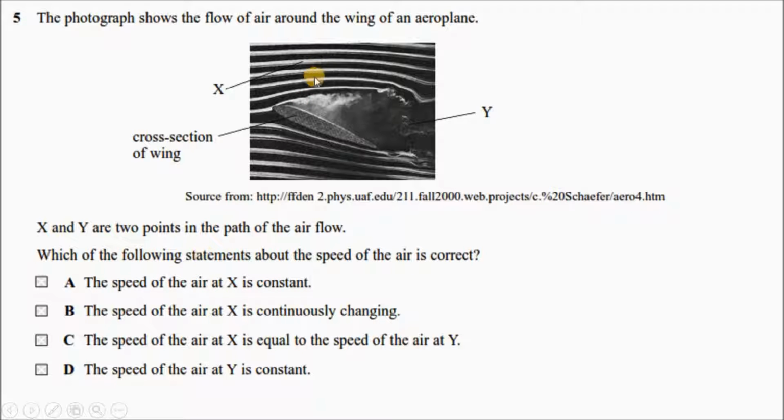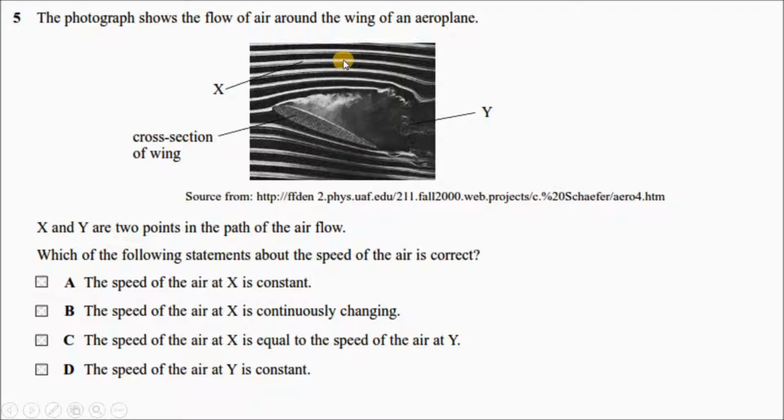So we need to understand the speed of air at X. The speed of air at X is constant. Indeed, it should be the option because we need to find the correct one. It should be our option because at X we have laminar flow, and in laminar flow, the speed of air at every layer is constant.